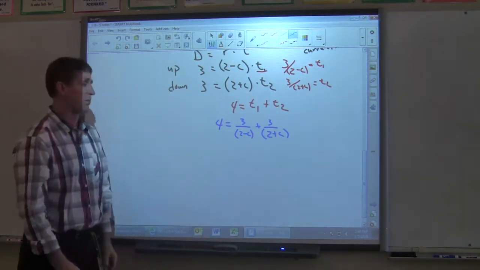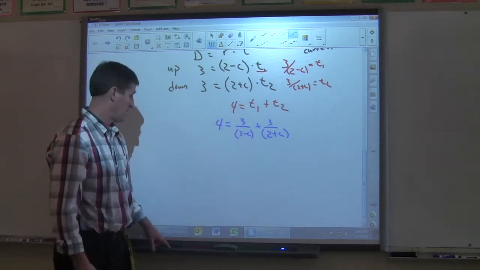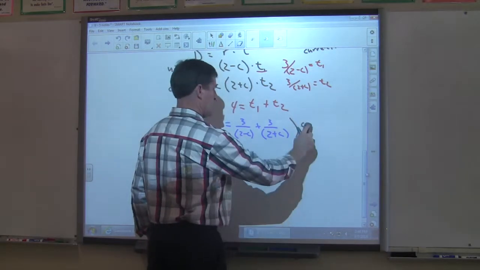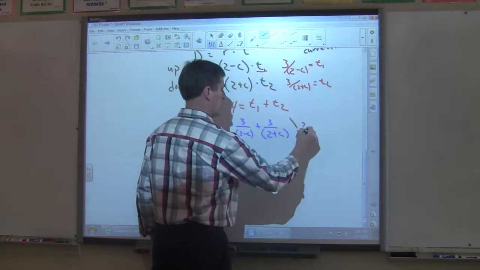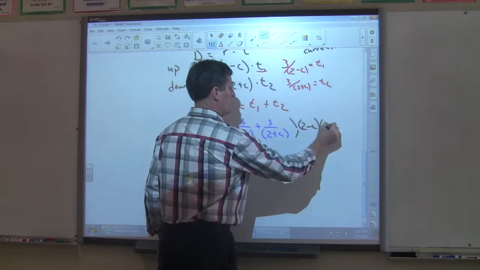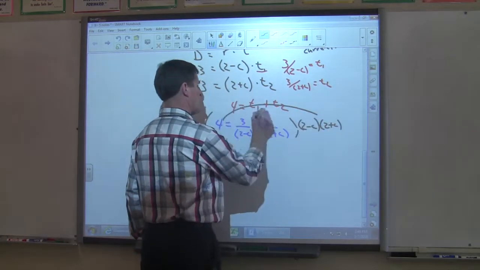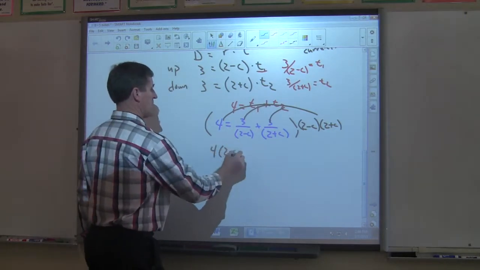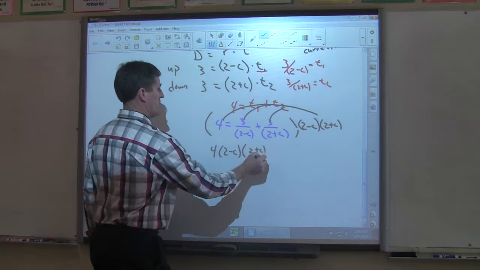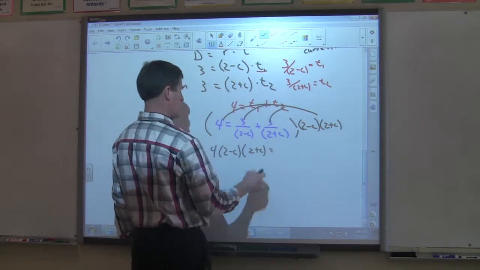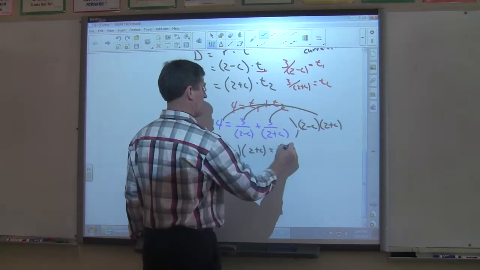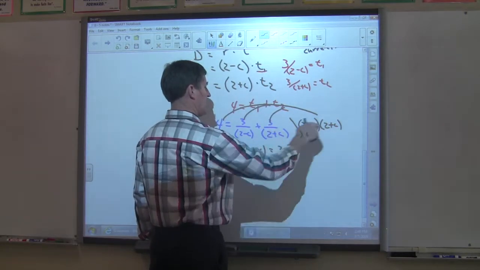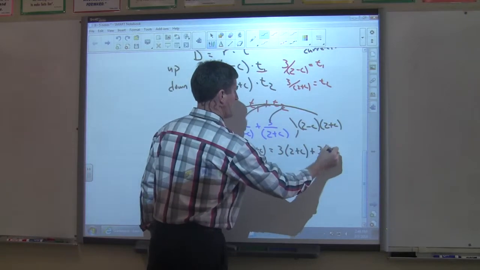And now it's just like the other problems. Our common denominator would be 2 minus c and 2 plus c. So I have to take those times all the terms. So I get 4 times 2 minus c and 2 plus c equals, here the 2 minus c's cancel, so I get 3 times 2 plus c, plus, here the 2 plus c's cancel, so I get 3 times 2 minus c.